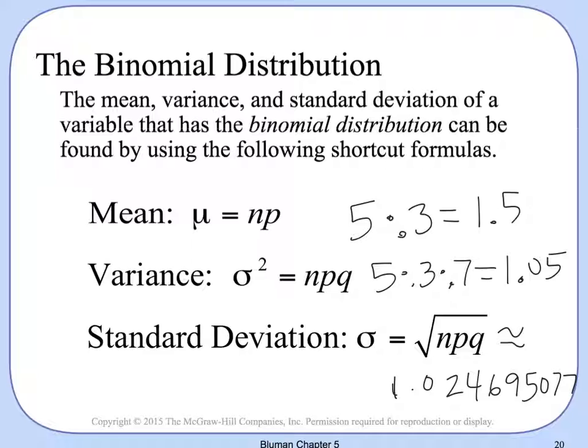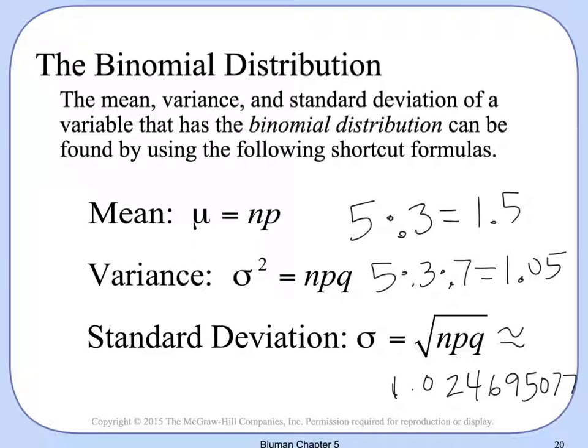1.5, standard deviation right here. 1.02. Oh, look, it's that same number. And variance isn't on here. Does anybody remember the trick to get this whole number and square it? Hopefully we do now. We've done it enough times.